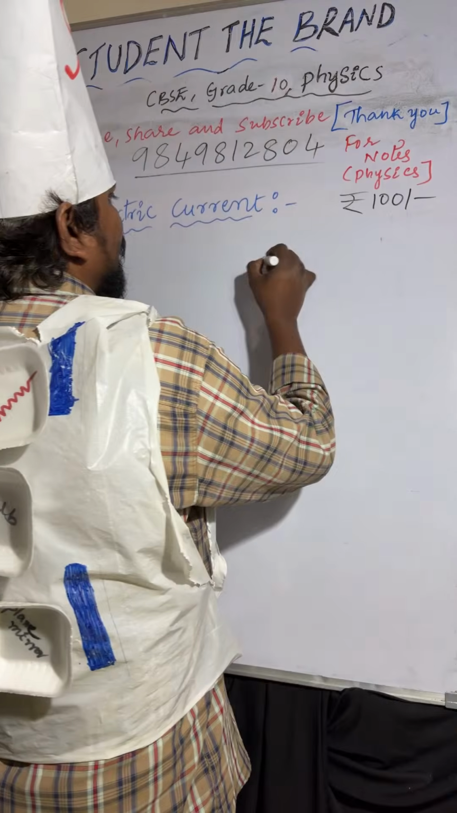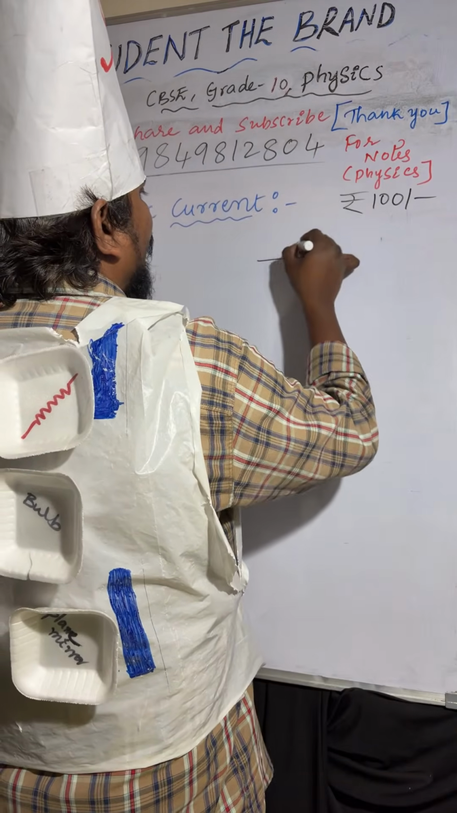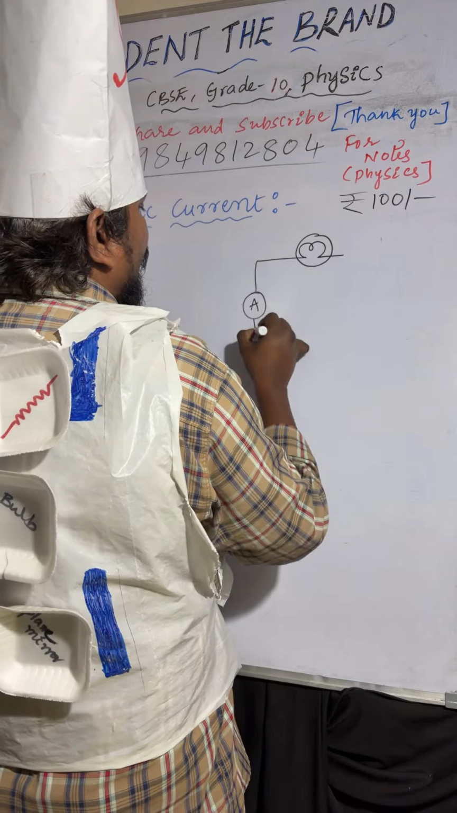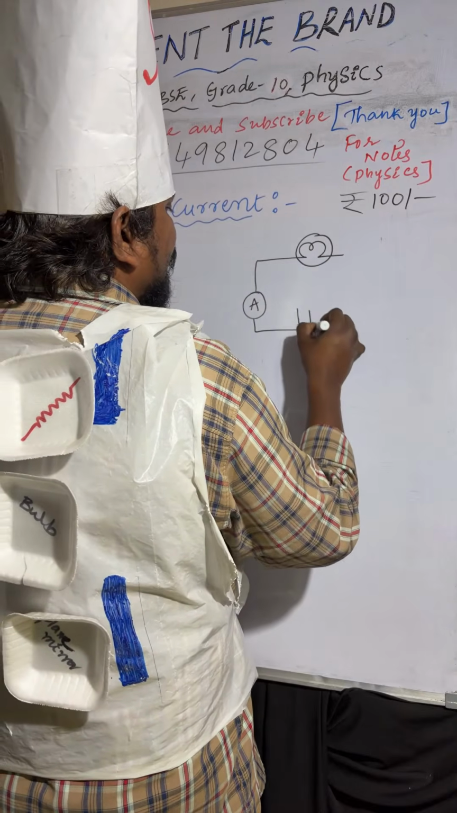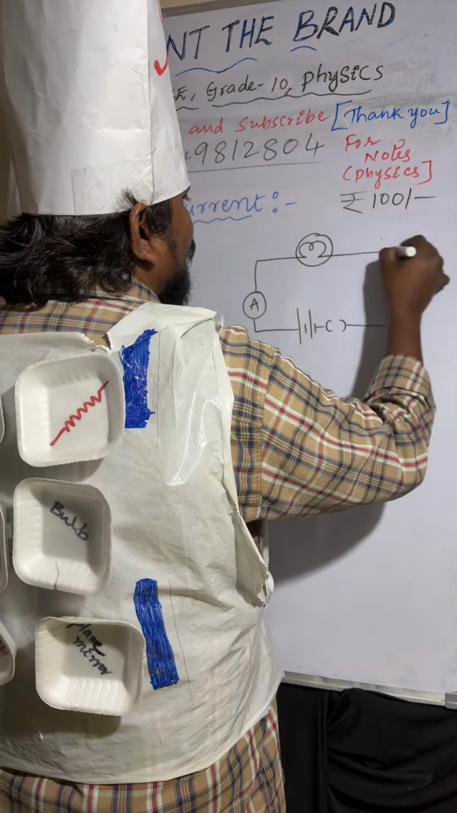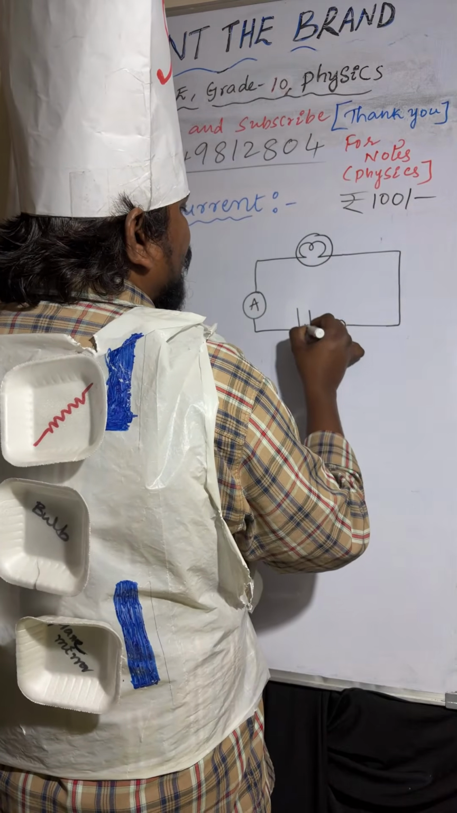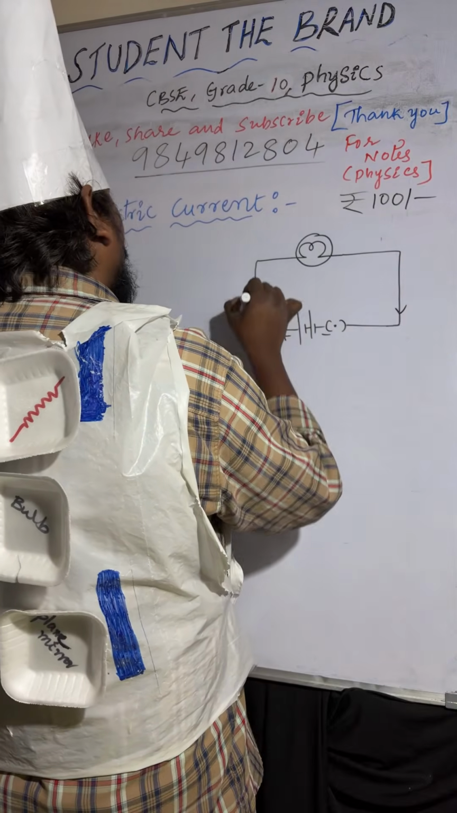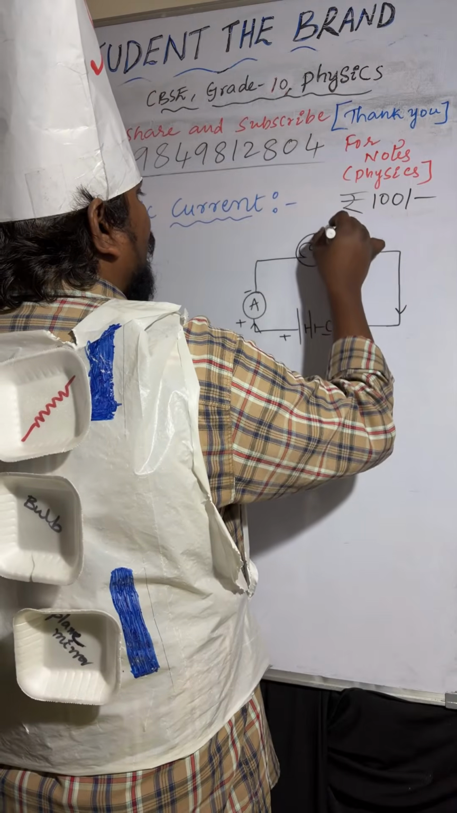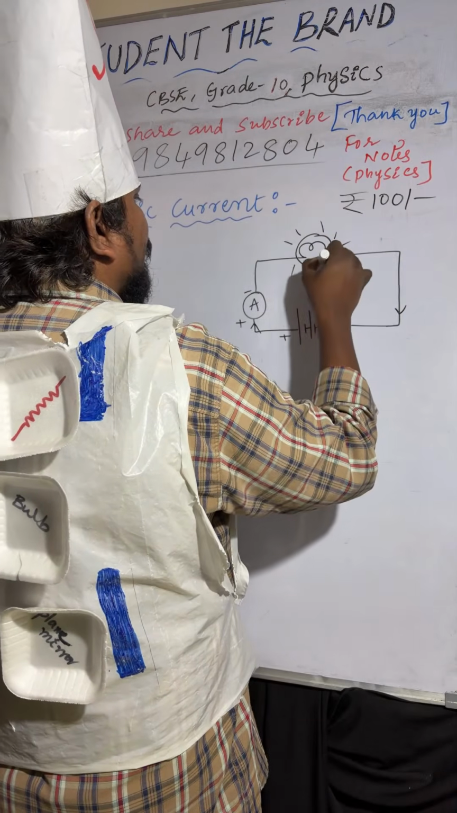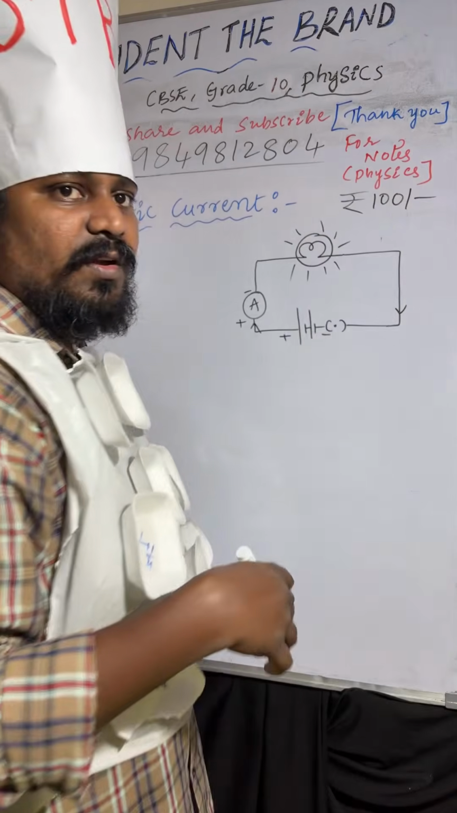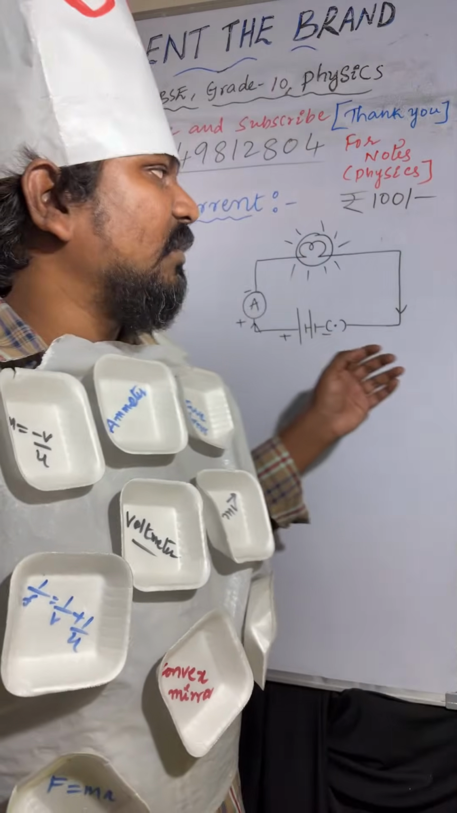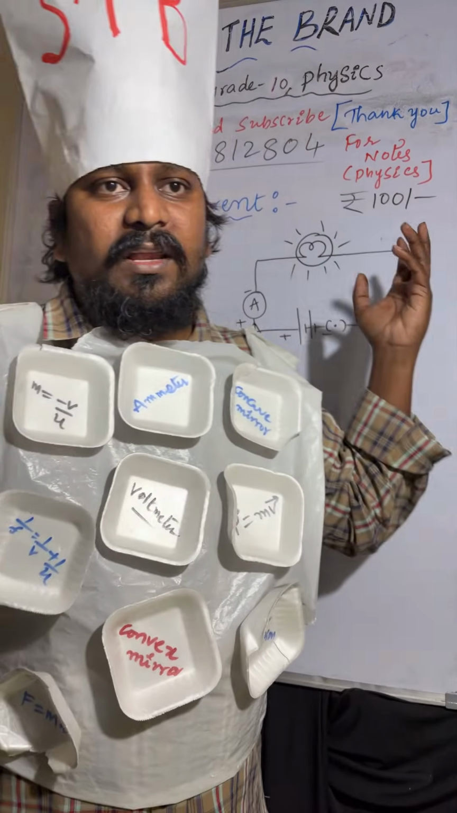I am taking the bulb and connecting it to the ammeter. Here is the ammeter, and here is the battery and the switch. I am connecting the positive terminal and the negative terminal to the ammeter. So the current is flowing and the bulb is glowing. Current is flowing, yes or no? When the current is flowing through the circuit, automatically the bulb will glow.